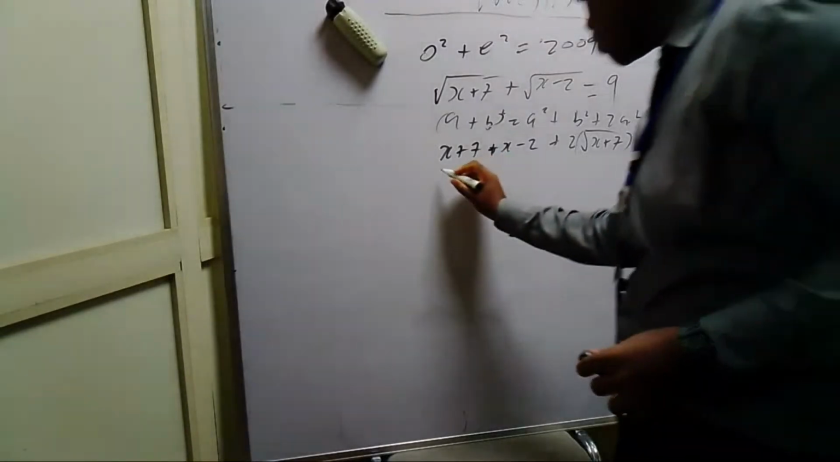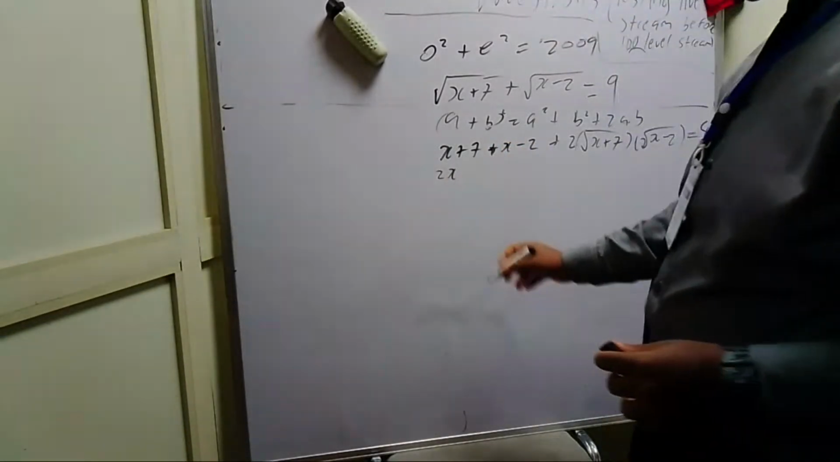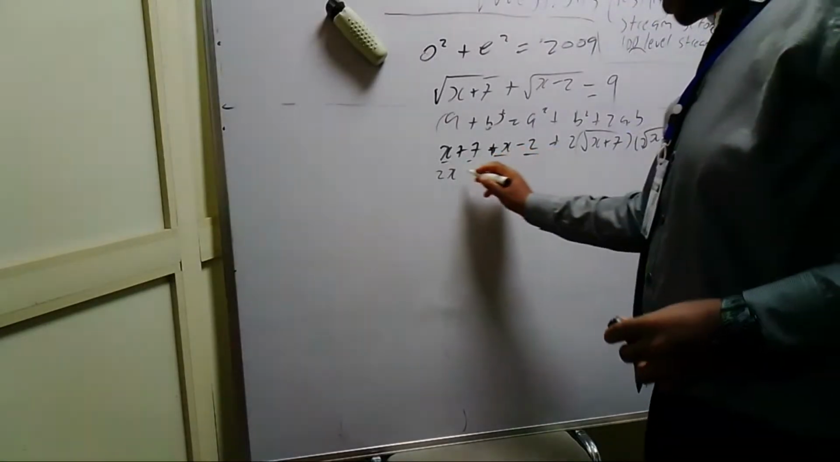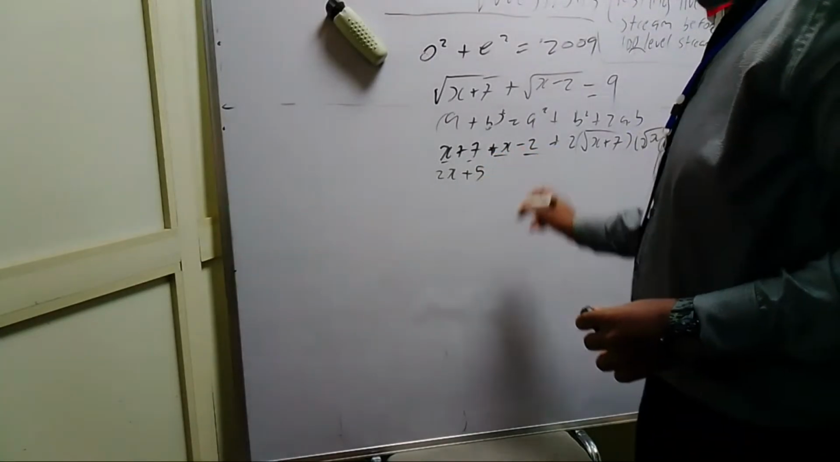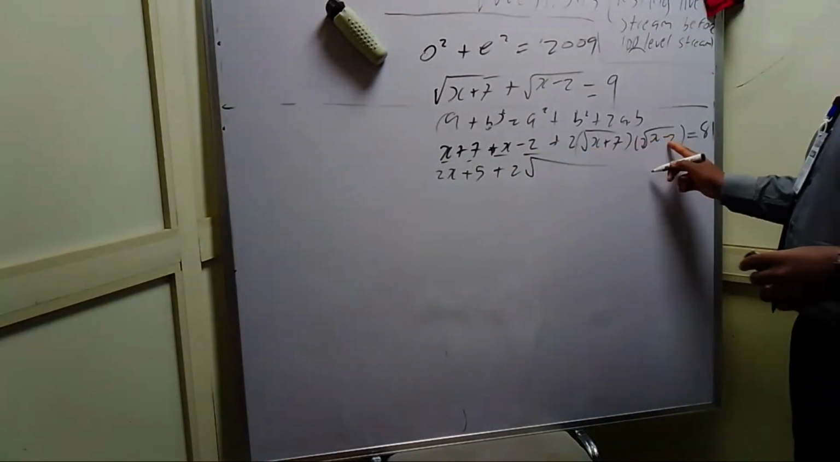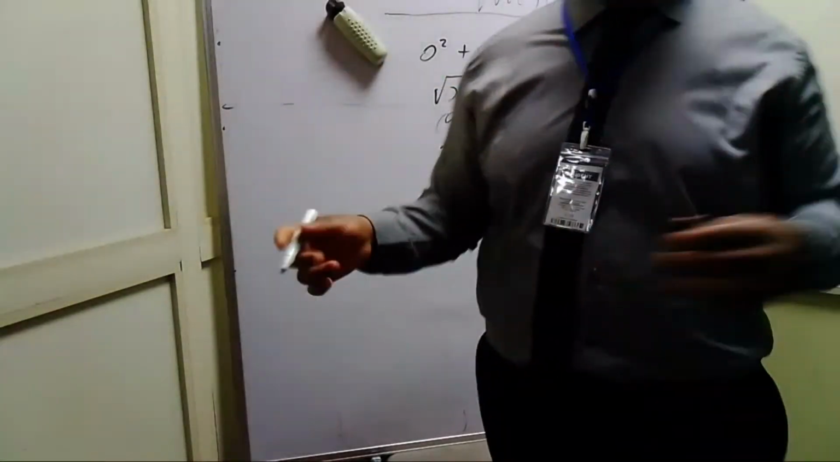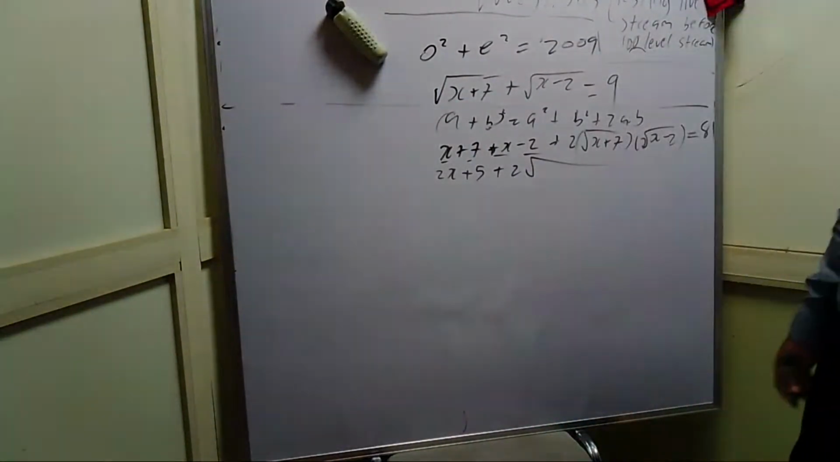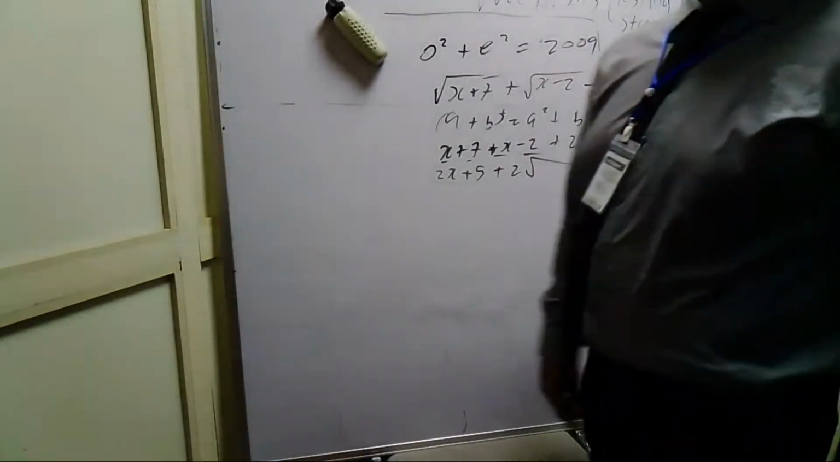Let's simplify this. We have x plus x, that's 2x. 7 minus 2, that is plus 5. Plus 2 times the square root of x plus 7 times x minus 2, because the square root of a times the square root of b, joined together, gives you the square root of a times b. But don't make the mistake of saying the square root of a plus the square root of b is equal to the square root of a plus b.